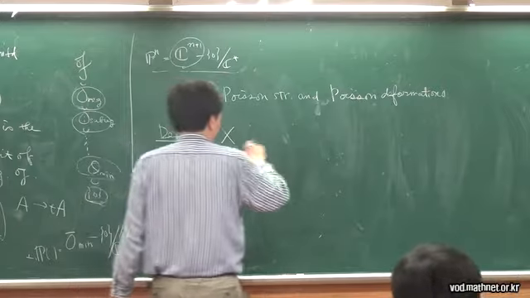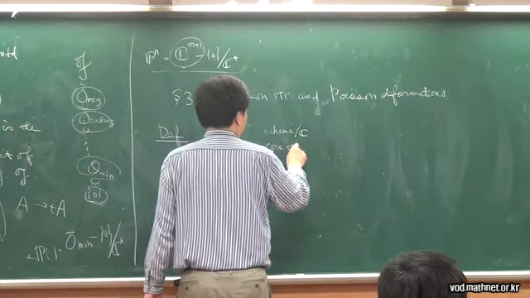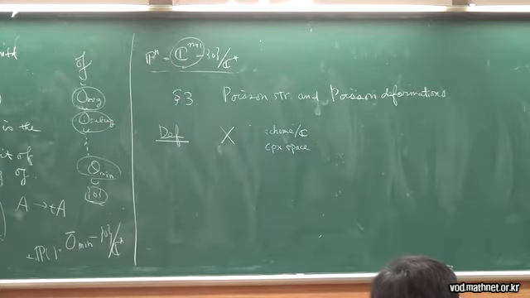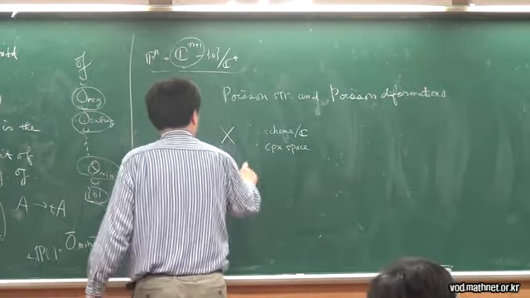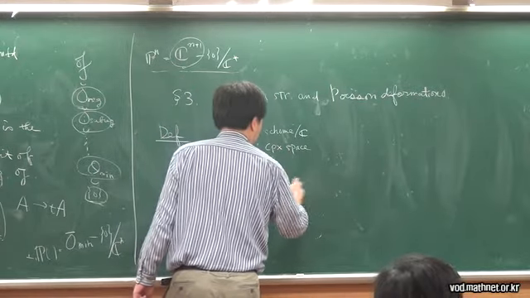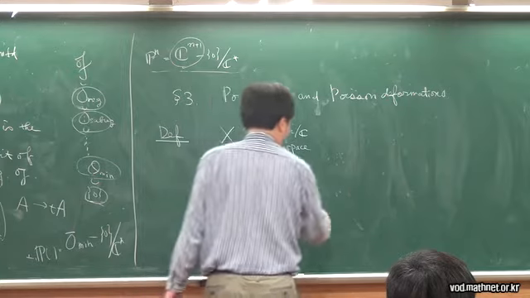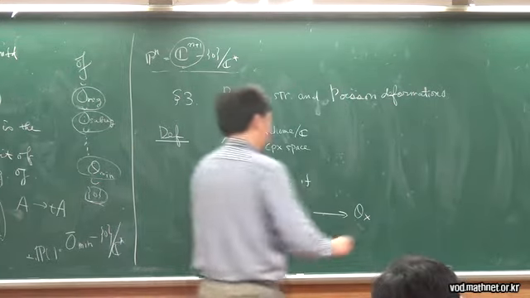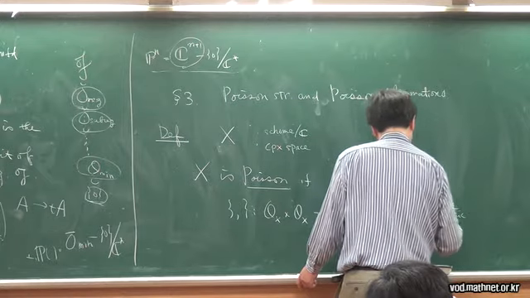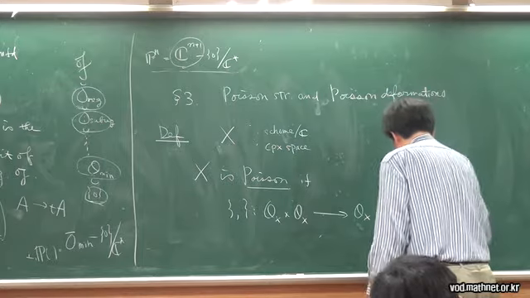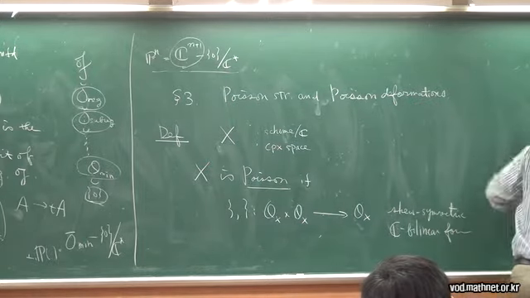Let's start with X. This is any variety or scheme over C, or complex space. Then X is Poisson if the following holds. There exists some bracket, a function from O_X times O_X to O_X. This is a skew symmetric, C-bilinear form. And such that the following holds.